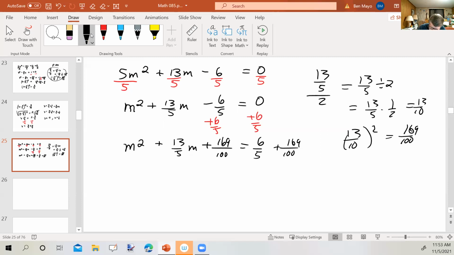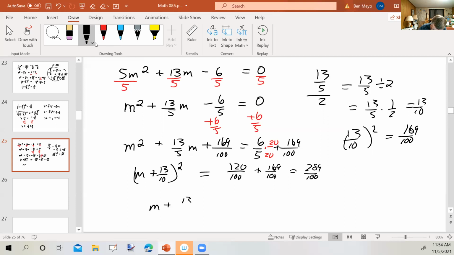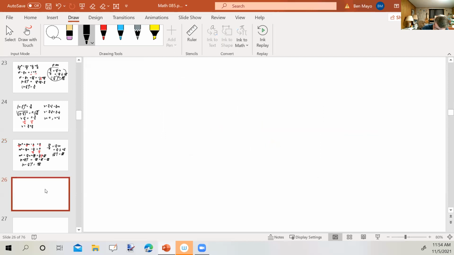On the left side of the equation, I now have m plus 13 over 10, the quantity squared. On the right side of the equation, I need a common denominator, which is 100. So I get 120 over 100 plus 169 over 100, which is 289 over 100. So I get m plus 13/10 squared equals 289 over 100. So now I've completed the square. I'm going to take that and go to the next page.